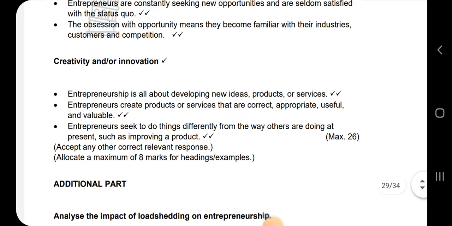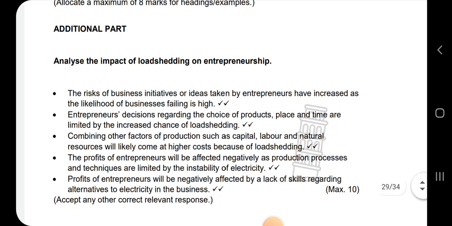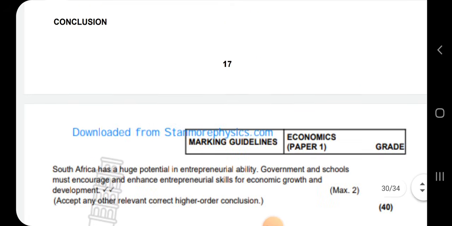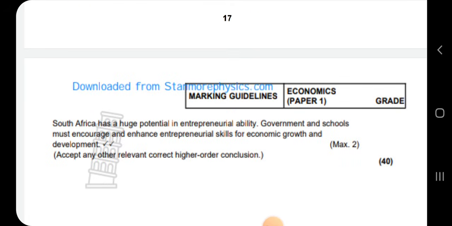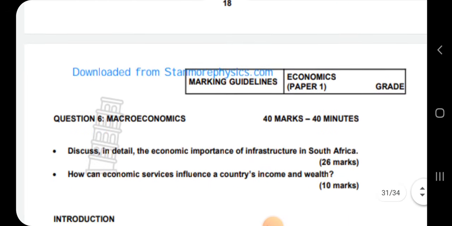And then the additional part is to analyze the impact of load shedding on entrepreneurship. That is the impact of load shedding. Risks: the risk of business initiatives or ideas taken by entrepreneurs has increased as the likelihood of businesses failing is high. And then you conclude: South Africa has a huge potential in entrepreneurial ability. Government and schools must encourage and enhance entrepreneurial skills for economic growth and development. Or any other recommendation. This is a recommendation or opinion.